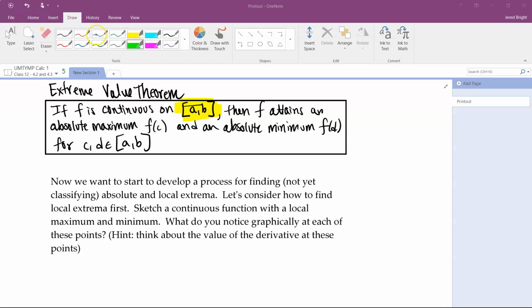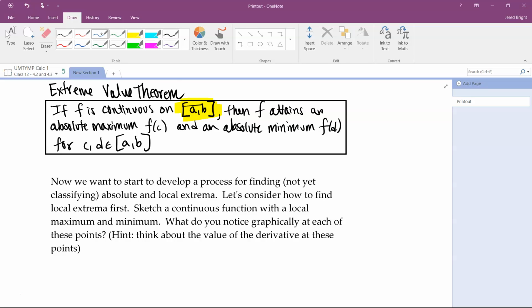So the extreme value theorem left us in kind of an interesting place. We've said, okay, if we're on a closed interval, yes, there is an absolute maximum and there is an absolute minimum, but we have no mechanics on how to find it. So that's where we want to figure out how to find them. And it's actually going to be easier for us to look at finding local extreme values first.